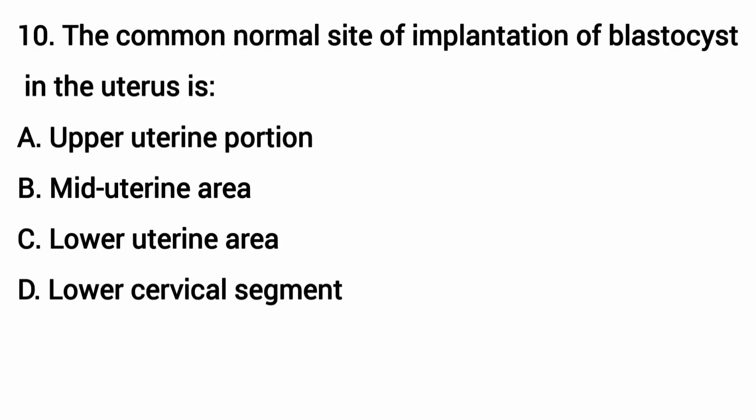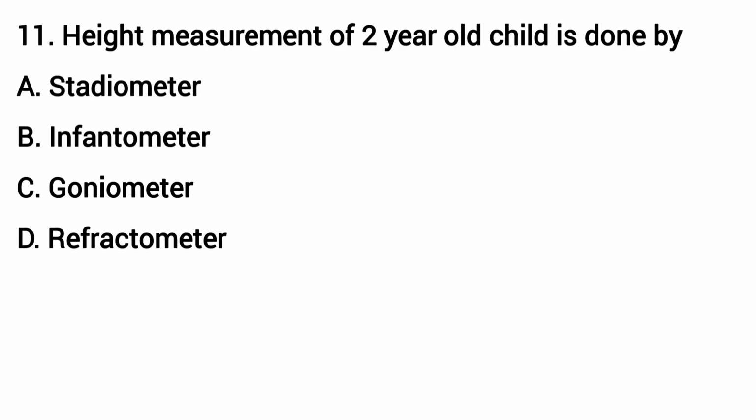The common normal site of implantation of blastocyst in the uterus is. Answer is A. Upper uterine portion. Height measurement of 2 years old child is done by. The answer is A. Stadiometer.